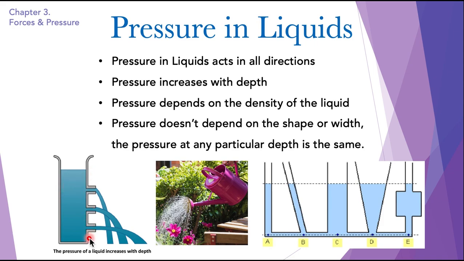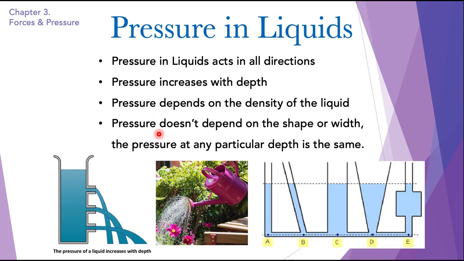Here we have another example. Over here, the pressure is less at this point. It increases at this point and it has the maximum pressure at this point, as you can see. Third point is that the pressure depends on the density of the liquid. The more dense the liquid, the higher the pressure at any particular depth.